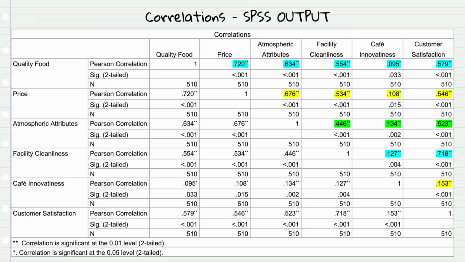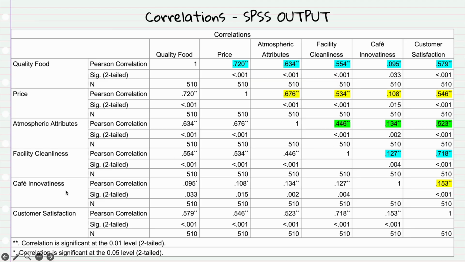So a correlation of 0.718 means that the cleaner the cafe is perceived to be, the higher the customer satisfaction tends to be. The p-value is less than 0.001, which means this relationship is statistically significant. It is unlikely to have occurred by chance, and there is strong evidence that cleanliness and satisfaction move together.